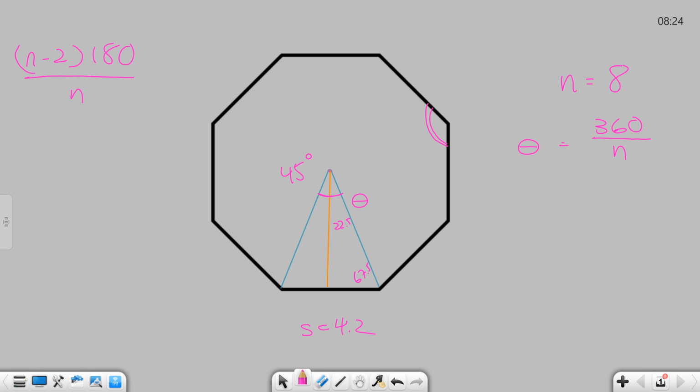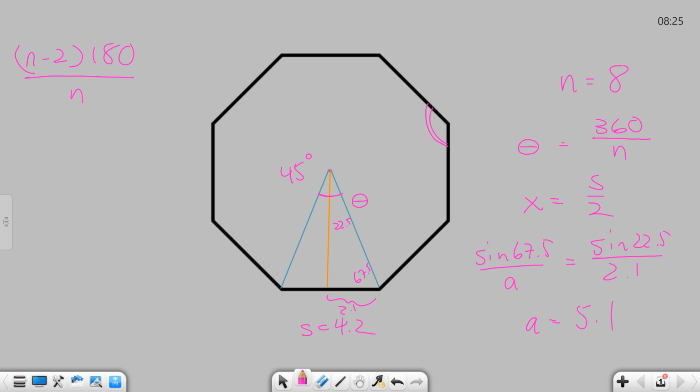Okay, back to you. We just did law of sines. First of all, how long is this? 4.2. No, I'm sorry, hold on. 2.1. So notice that x is equal to s divided by 2. Okay, so this is 2.1. And you did law of sines to find the apothem or to find the radius? Find the apothem. So you did sine of 67.5 over a is equal to sine of 22.5 over 2.1. Correct? Good.